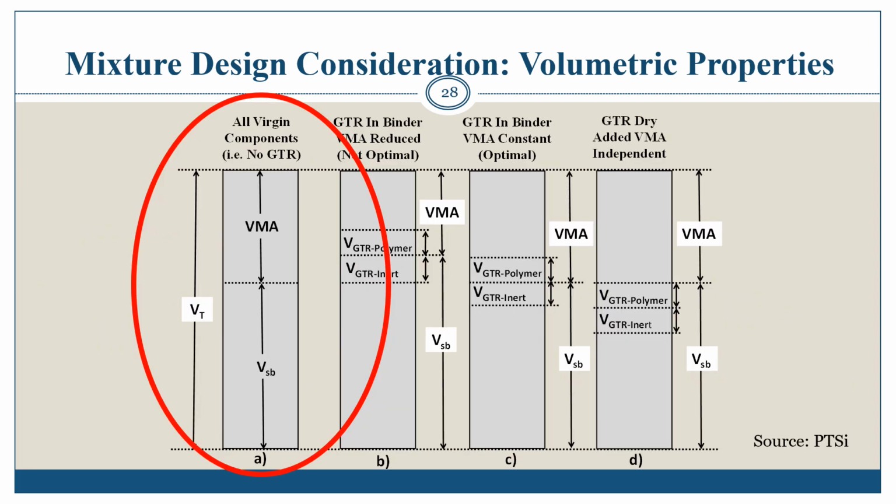This figure is a simplified phase diagram showing the volumetric conditions of interest relative to GTR modified asphalt mixture design. The companion technical report has a detailed discussion of this topic. The total volume is designated by V sub T. Figure A is a reference case with no GTR or other recycled materials, which is the scenario for which the volumetric mixture design was originally developed. This is figure A.